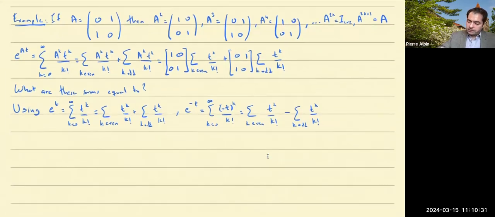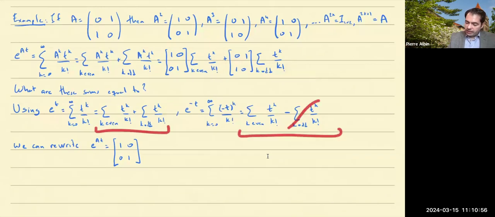And so using that, we can rewrite e to the At as the identity matrix times the sum of the even ones. So if I just want the sum of the even ones, what I can do is add this with this, and the odd ones will cancel, and I'll end up with twice what I'm looking for. So I can have here e to the t plus e to the minus t divided by 2.